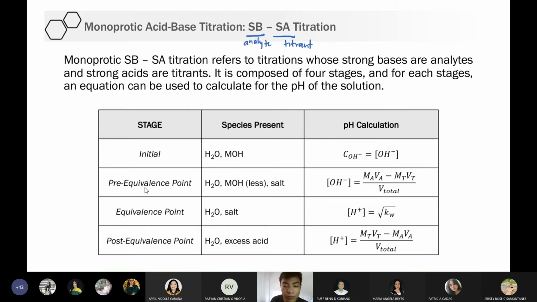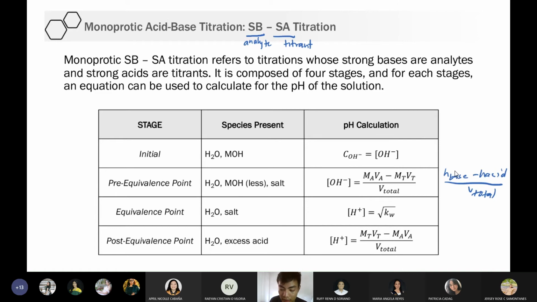Next one. Sa pre-equivalence point, I will be adding strong acid titrant. So, ibig sabihin nun, mababawasan yung base ko. To determine how much base ang natira, kasi nadadagdagan tayo ng titrant, to solve for the concentration of the base remaining, we use this formula: N base minus N acid divided by V total. Okay? Mas marami pa rin yung base kaysa sa acid. Kaya ganito yung formula, base minus acid.